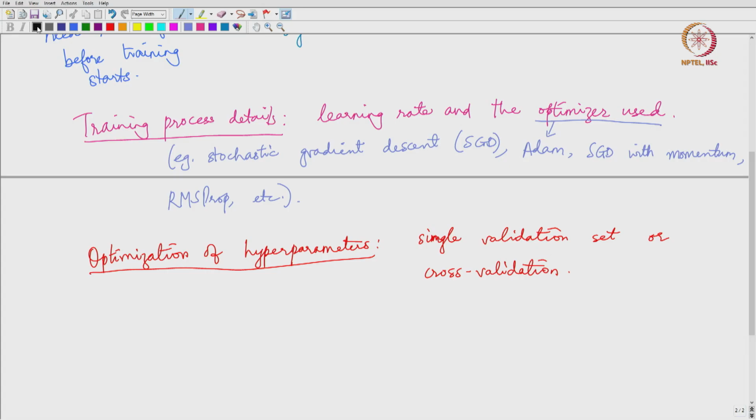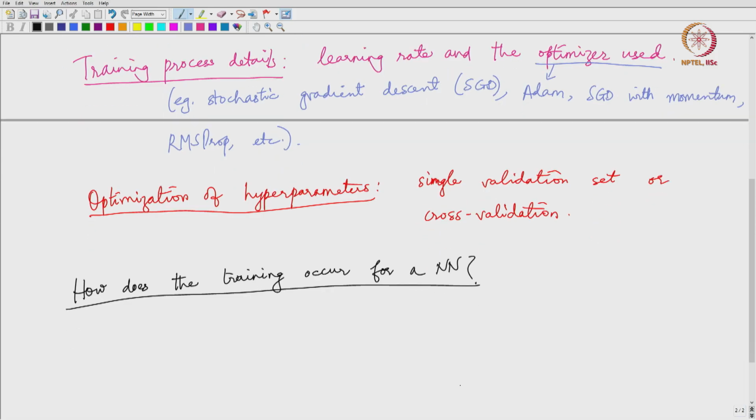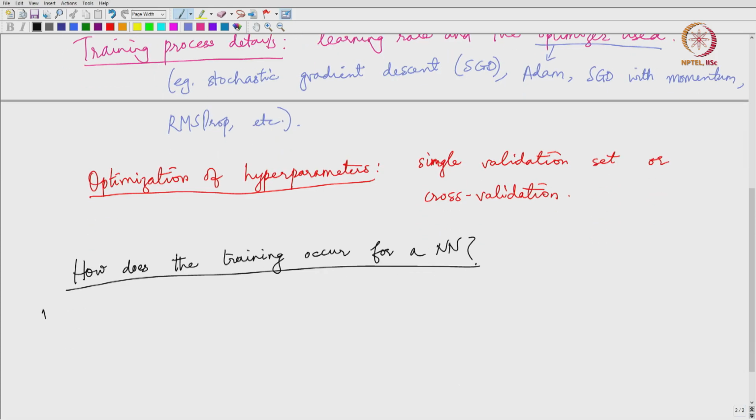Okay. So now we come to the actual training process. How does the training occur for a neural network? That is the question we are trying to answer, and we will go step by step. The first step is that you actually have to compute the loss function, and this involves something known as forward propagation, or forward pass.